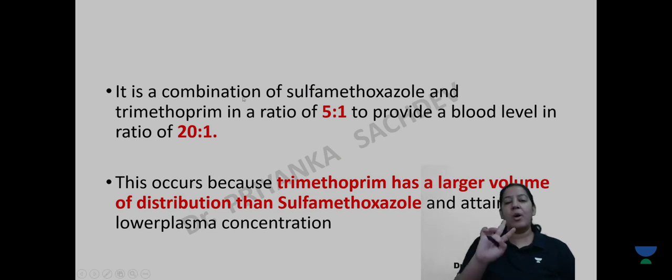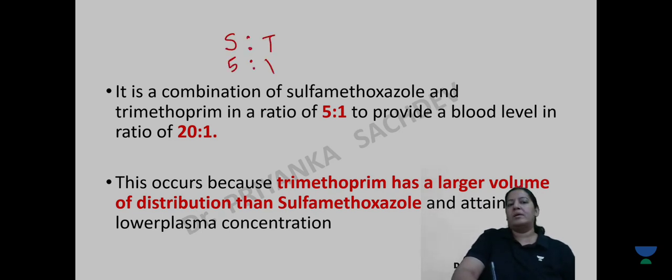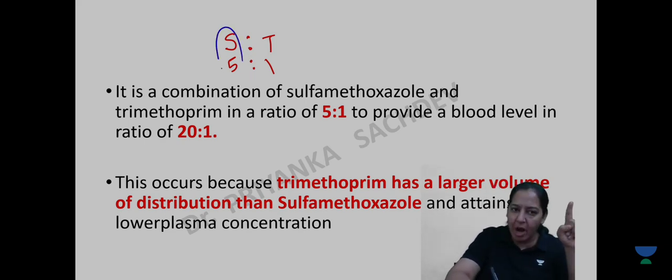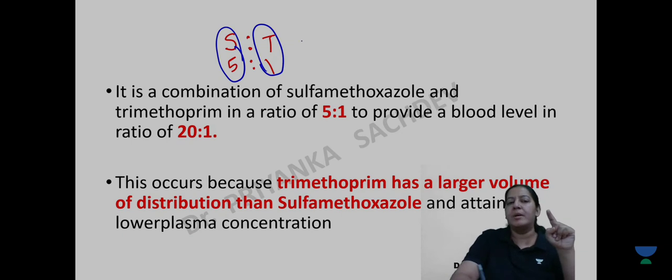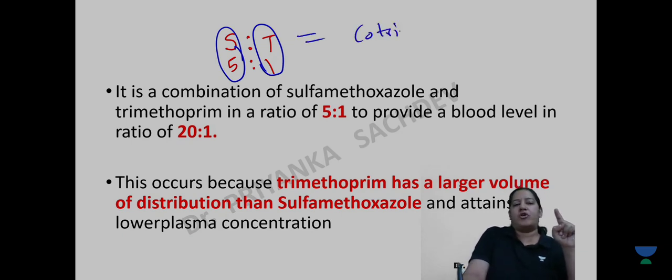What is the combination ratio? How much will you mix them? Sulfonamide is to trimethoprim, we take 5 is to 1. So 5 times we will take sulfonamide. Always, it is a rule. Take 5 milligram of sulfonamide and 1 milligram of trimethoprim. This combination is known as cotrimoxazole.